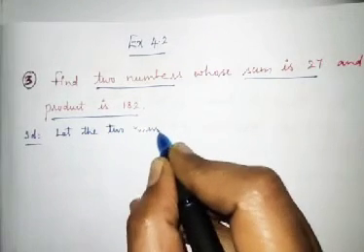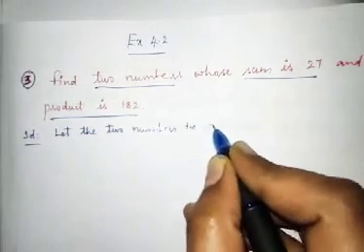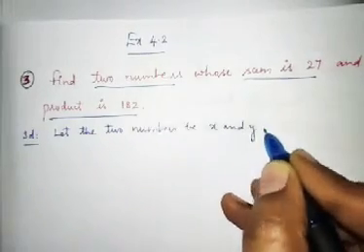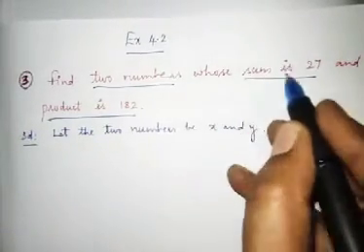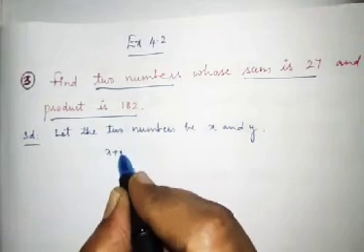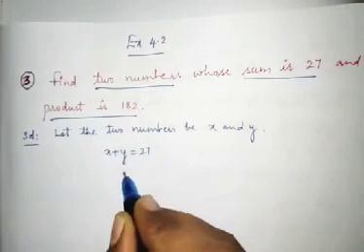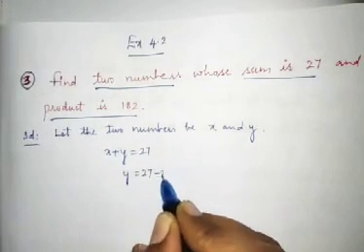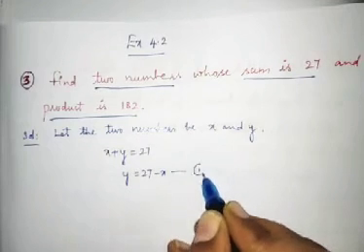x and y. You write it x and y. It can be a and b also, you can take it. And sum is 27. That means x plus y is equal to 27. y is equal to 27 minus x. Let it be equation number 1.